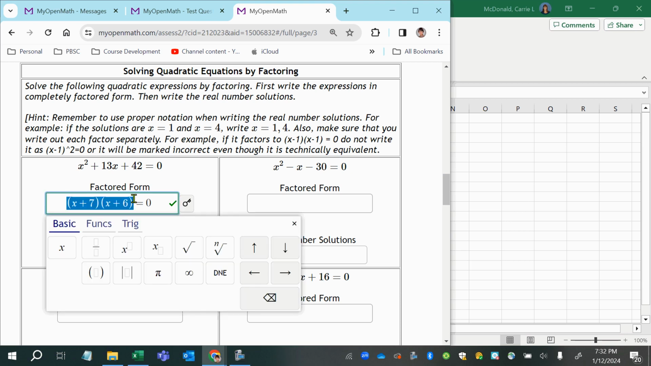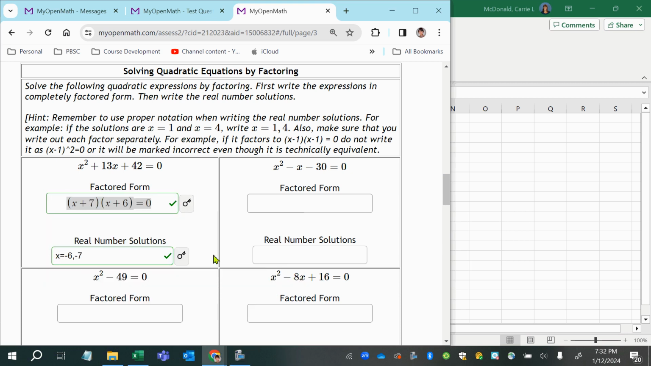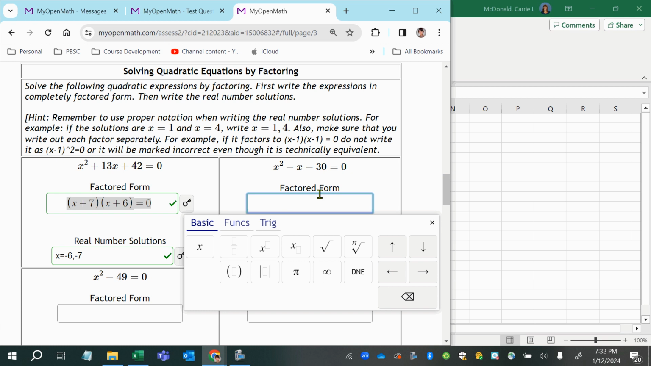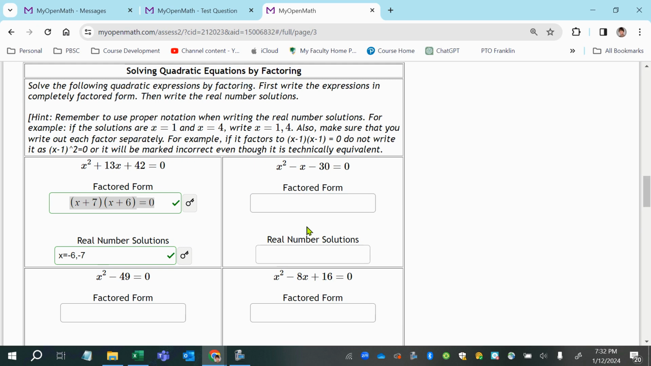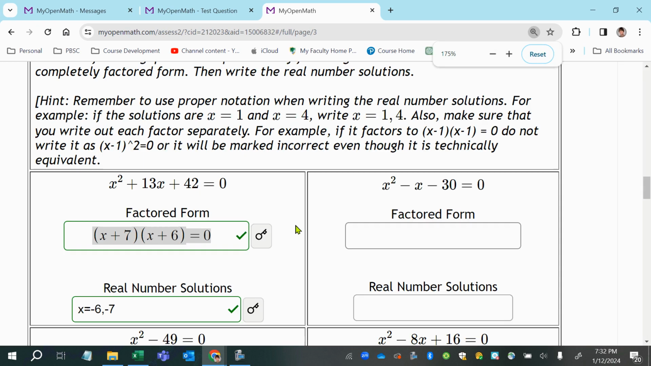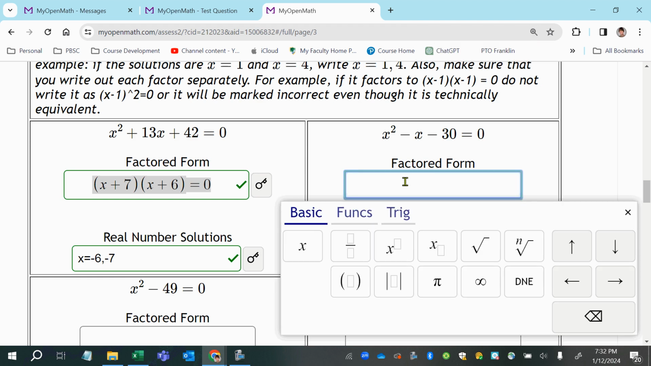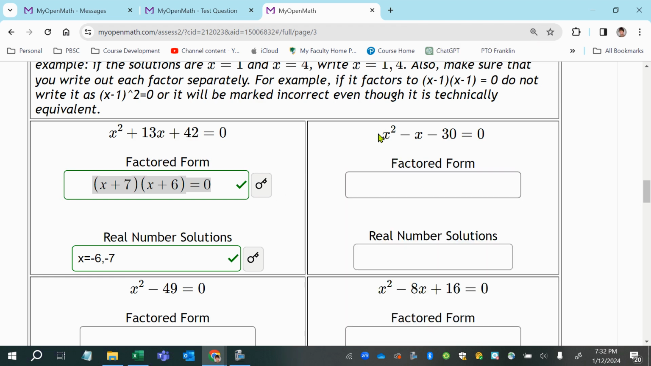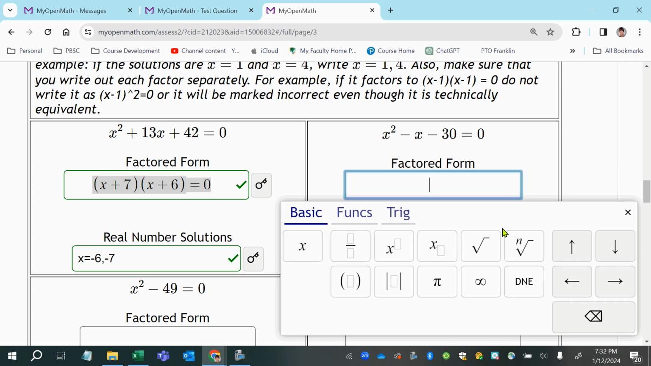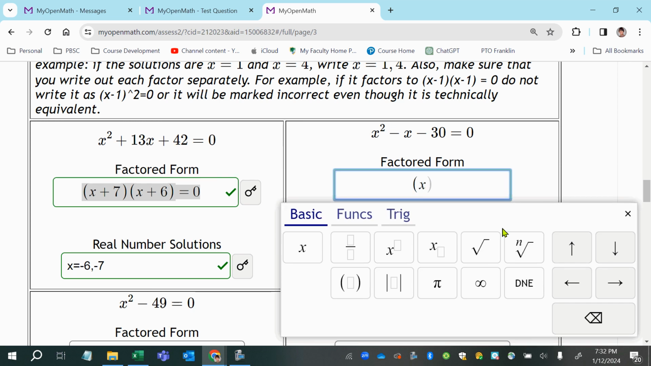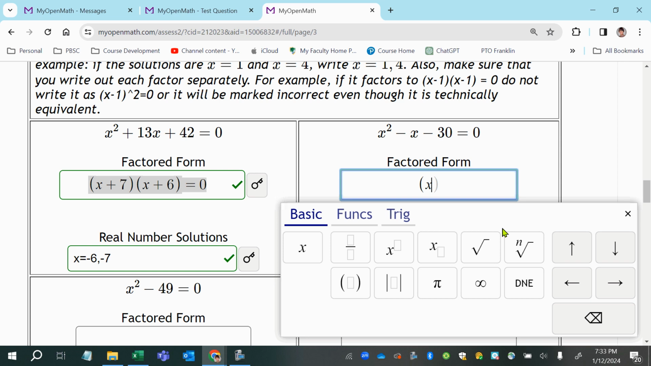Okay, I just entered those and made sure it was marked correct. Now the next one, I think I can work without actually writing things out now because, again, we see a lead coefficient of 1 here. So I know that if it's going to factor out, it'll factor out to two binomials that both have x in them, and it's going to be equal to 0.